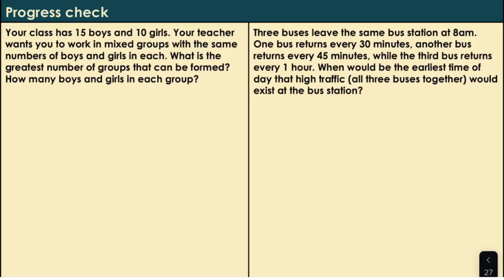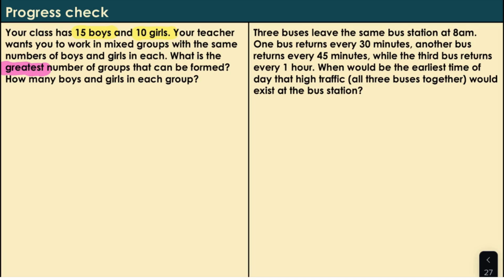Progress check. Your class has 15 boys and 10 girls. Your teacher wants you to work in mixed groups with the same number of boys and girls in each. What is the greatest number of groups that can be formed? How many boys and girls in each group? So there is a big word clue, greatest number of groups. Immediately we think greatest common factor.